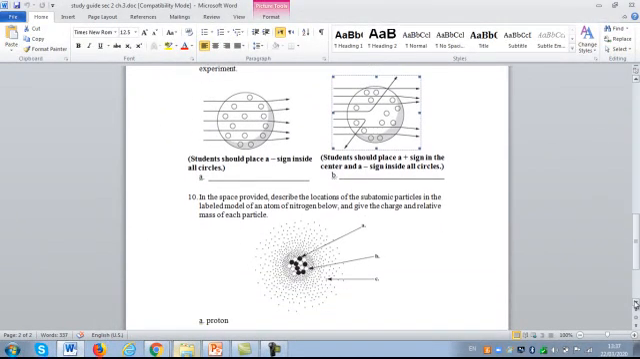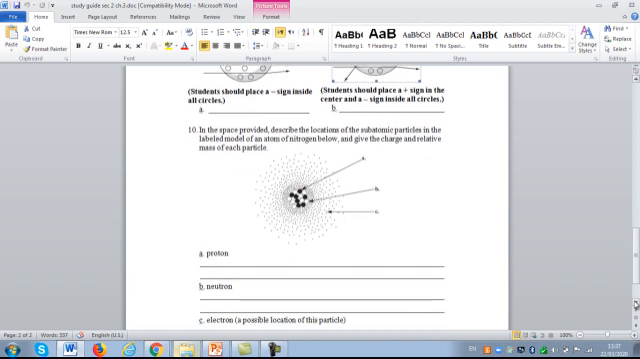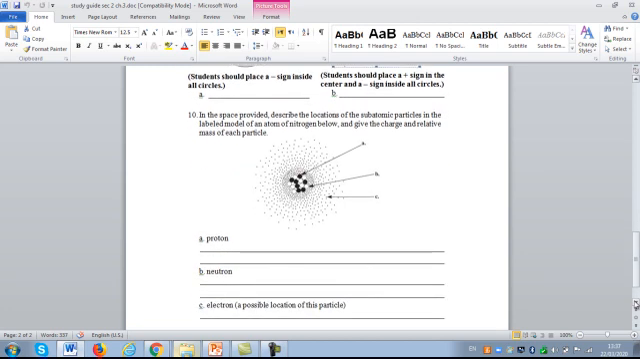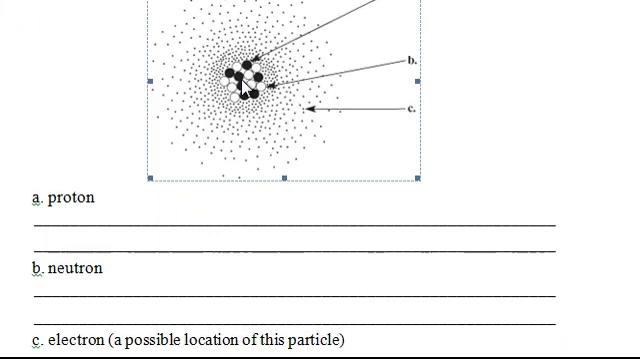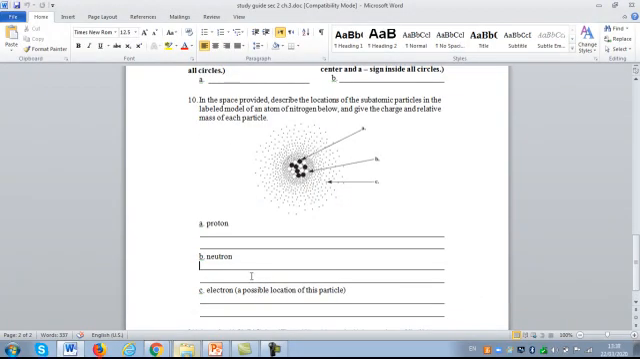Number 10. In the space provided, describe the location of the subatomic particles in the labeled model of an atom of nitrogen below, and give the charge and relative mass of each particle. It's very easy. Protons is number A, so define protons. Protons are positive, have a relative mass of one, and are located inside the nucleus. Neutron is a neutral charge, ending with the letter L, which means it has no charge, and is a relatively massive particle, also located in the nucleus.